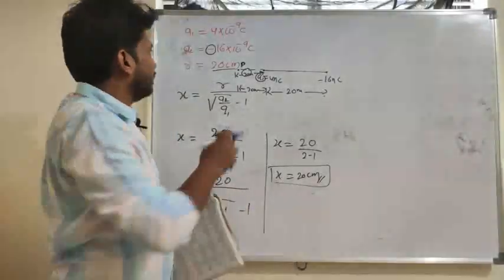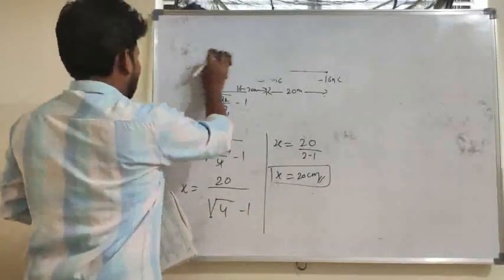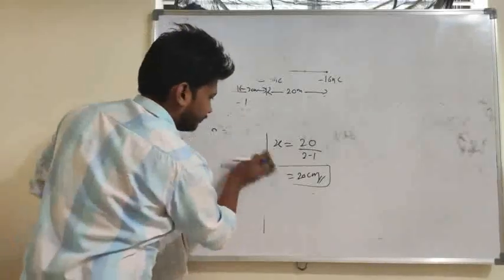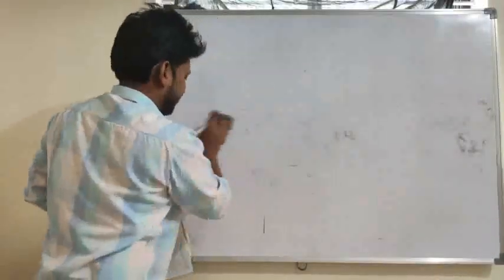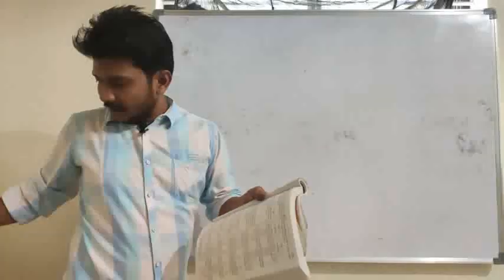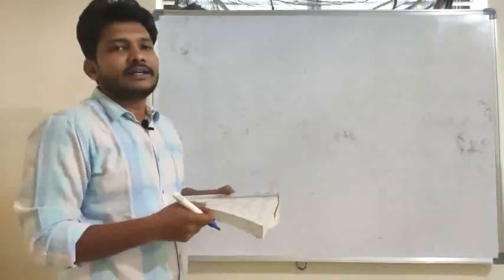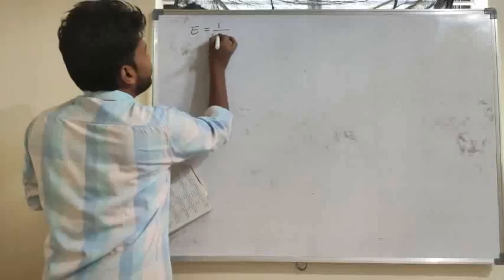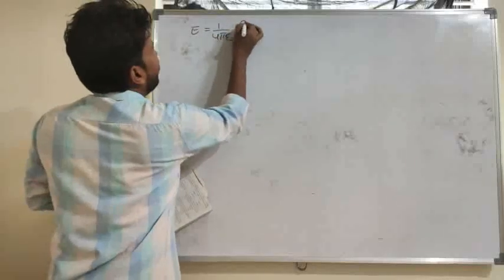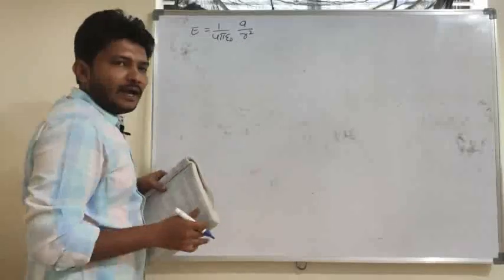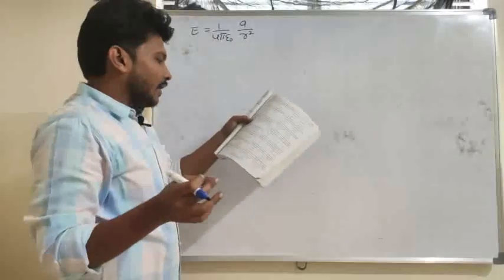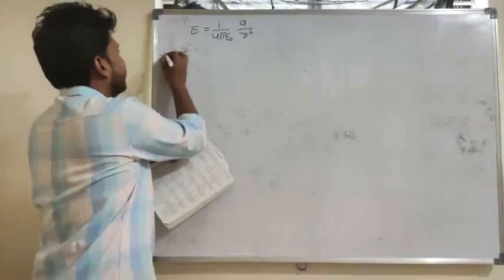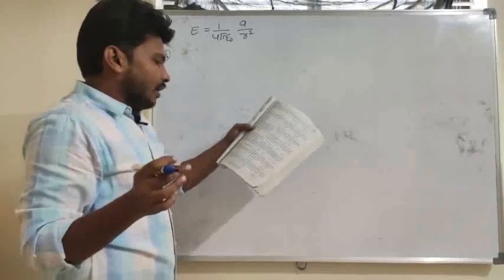We'll solve the remaining questions. I will give the formula. Related to electric field strength, what is the formula for electric field strength? E is equal to 1 by 4 pi epsilon naught q by r square, as I said. Look at the question here, the 18th question in that material.